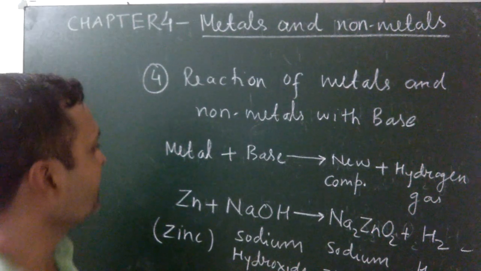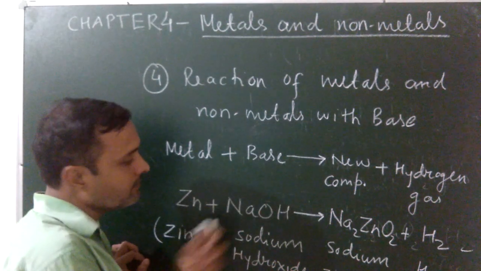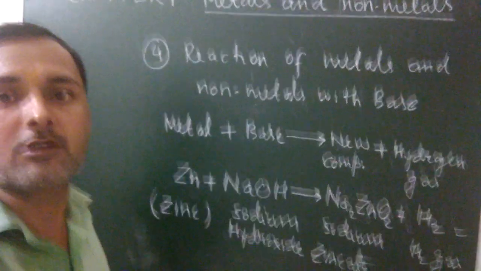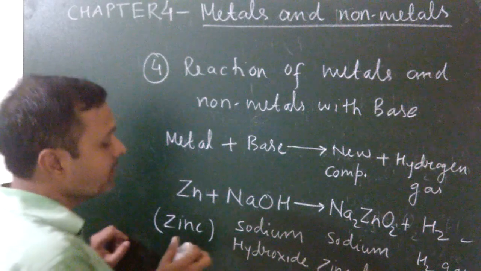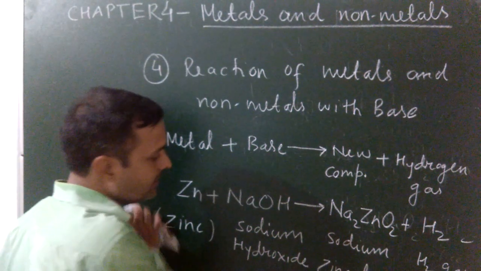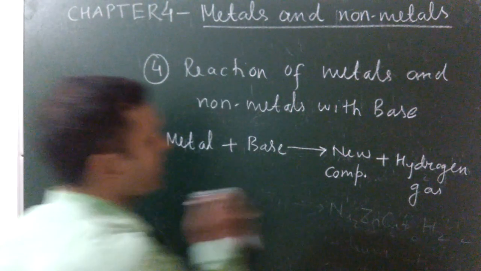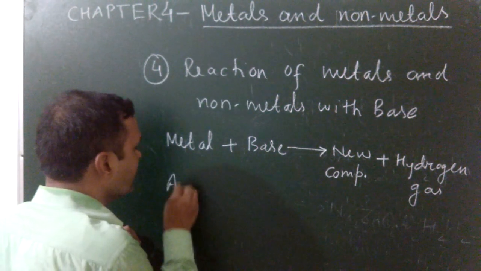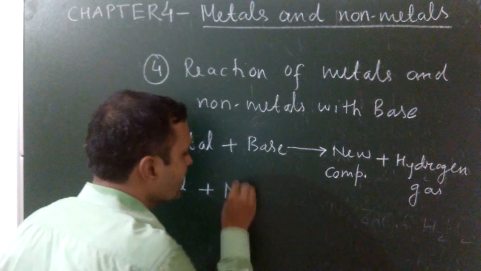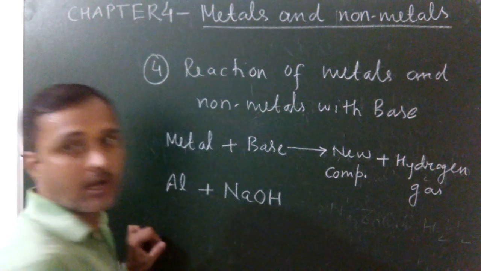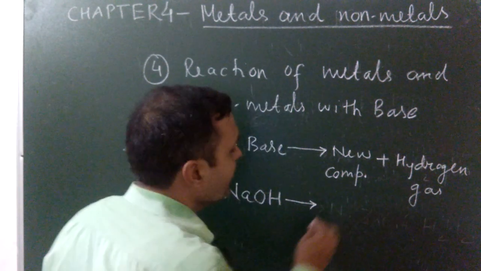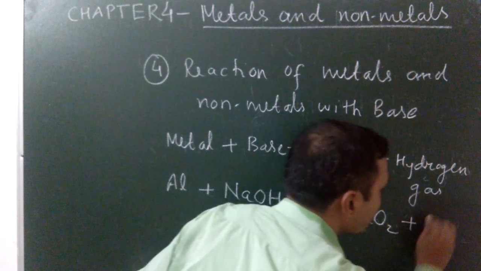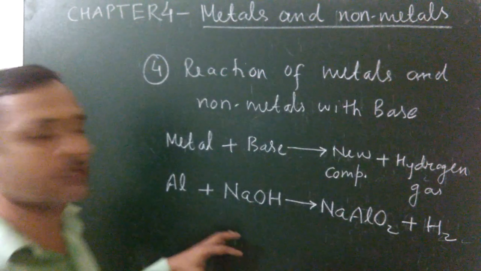Now see the second chemical reaction, of the second metal, aluminum, with base. When aluminum reacts with a base like sodium hydroxide, it will give sodium aluminate. You will take the second example, that is aluminium. So in place of metal you will write aluminium, Al, plus base NaOH, sodium hydroxide. It will give NaAlO2 and releases hydrogen gas. This is the new compound.